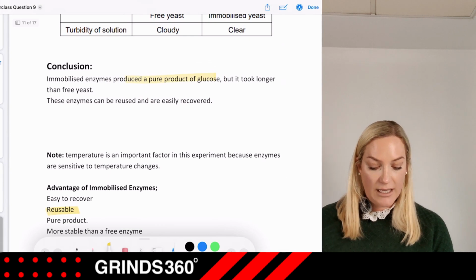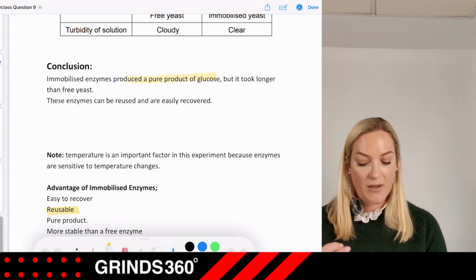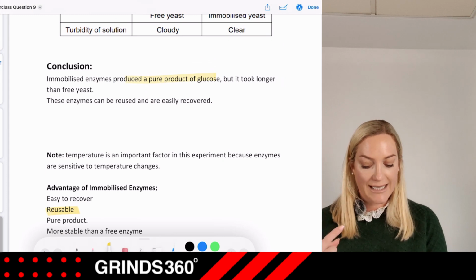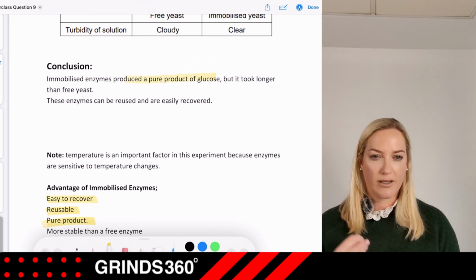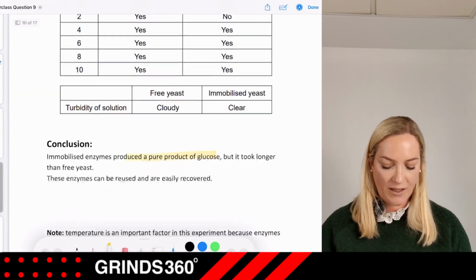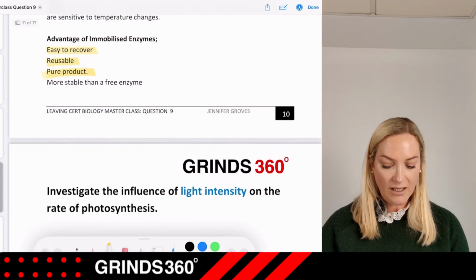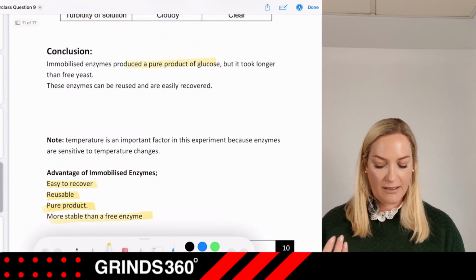Now, it took longer in the immobilized to test for glucose, but your immobilized enzymes are easy to recover, to take them out, reusable, and you get a pure product. So what you're getting here, this glucose, is a pure product of glucose. And another advantage of immobilized enzymes is that they are more stable than a free enzyme.